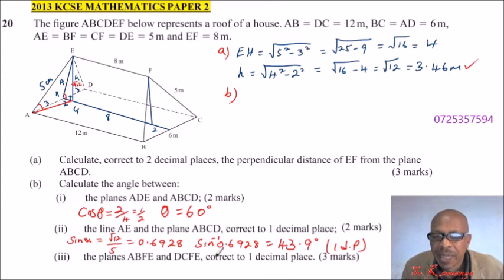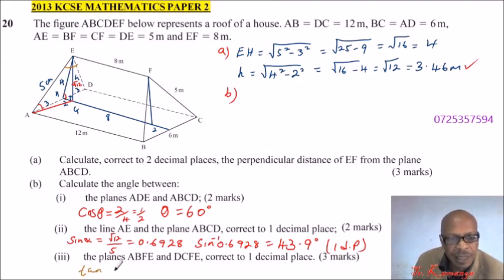Then we have the plane. You get the angle between the plane ABFE, this plane here, ABFE, and DCFE. So actually, the angle that we are required to find here is this angle here, angle AEH. Since we are able to calculate half of this angle and multiply by 2, we can say the angle AEH is equal to that angle, multiplied by 2 so that we get the whole angle.